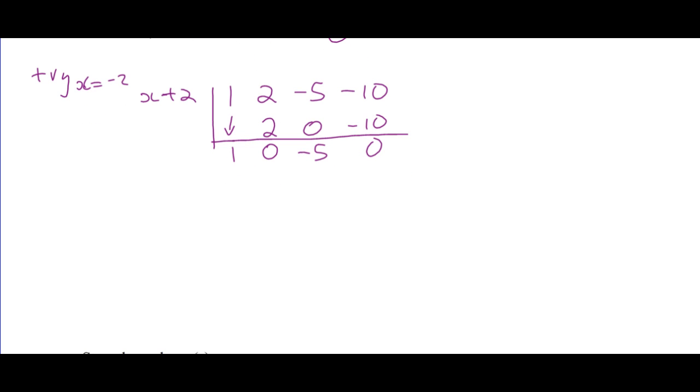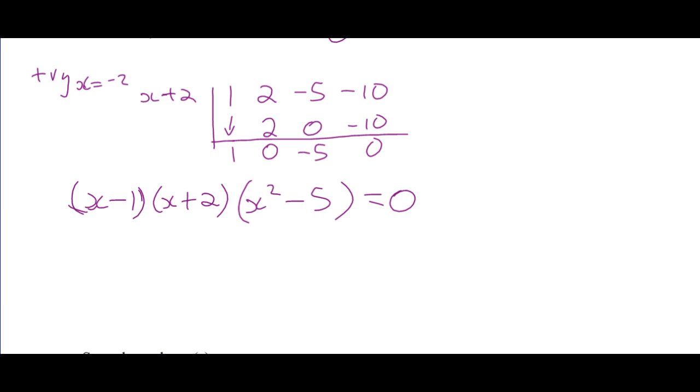Okay, so what do we got? We have x plus 1 as a factor, and we have x plus 2 as a factor. Was it x minus 1? I can't see it, it's off the screen. Okay, we got x minus 1, x plus 2, what's this? X squared minus 5, right? X squared, no x's, minus 5. X squared plus 0x minus 5. Okay. This solves to plus or minus root 5.